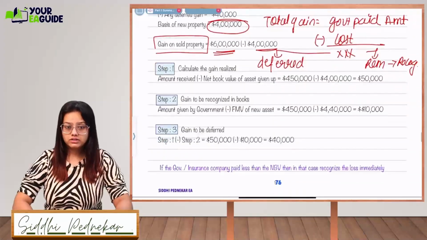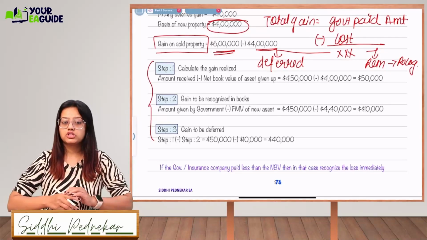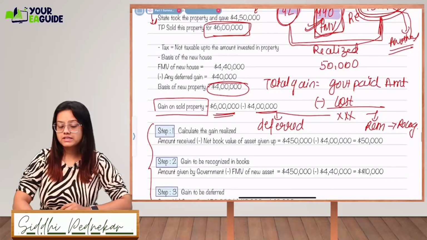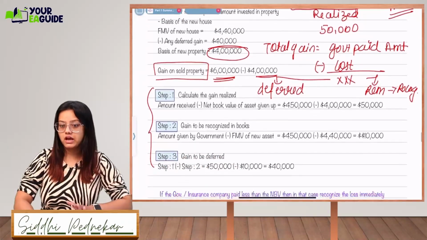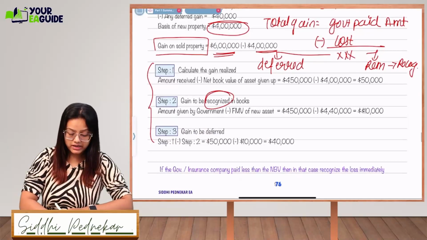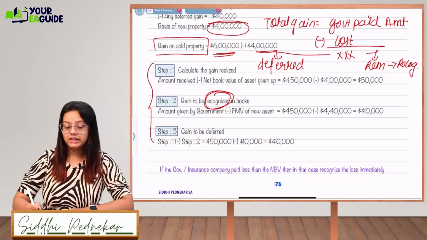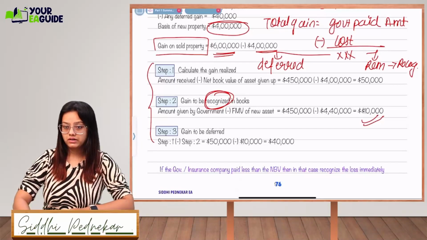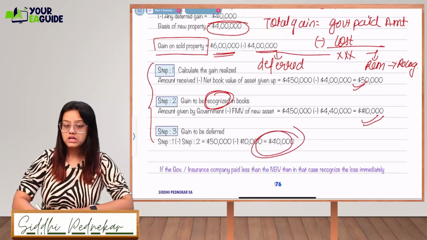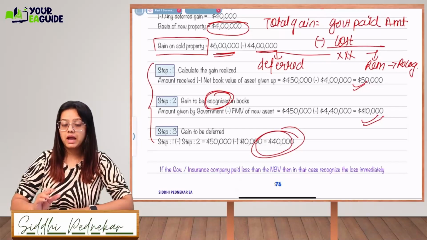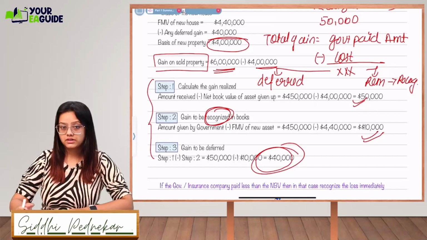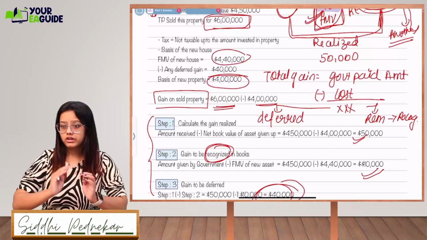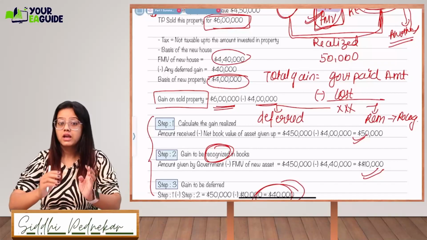Now, you just have to follow these 3 steps. First is to calculate the realized gain. What is my realized gain? 4,50,000 minus 4 lakh, it's 50,000. Out of that, how much am I going to recognize? Only the difference between the FMV and the actual price which I am receiving from the government. So only 10,000 I can recognize out of 50,000. The remaining 40,000 is my deferred gain. It will be added to the cost of the new asset. Sorry, it will be reduced from the FMV, not added.